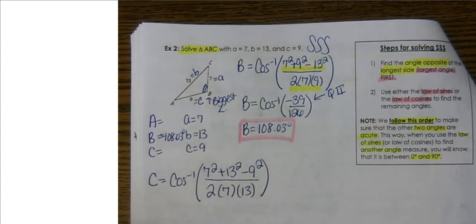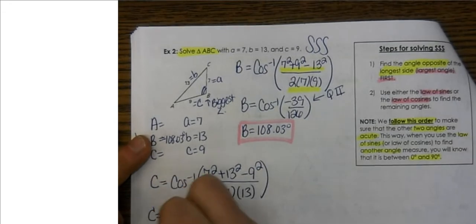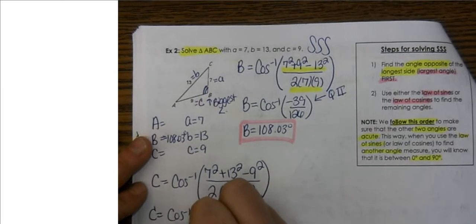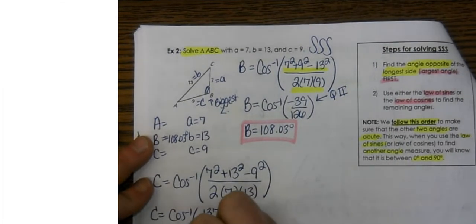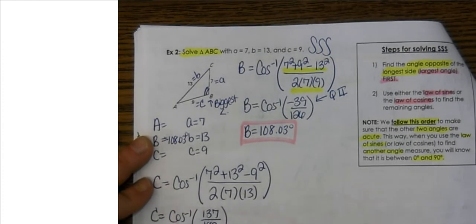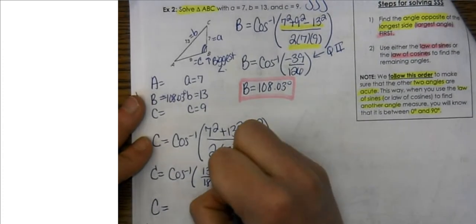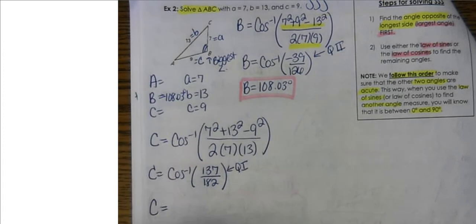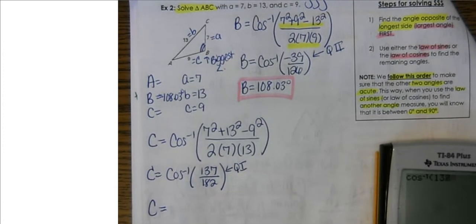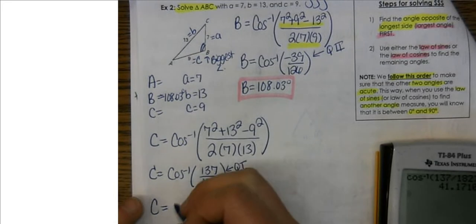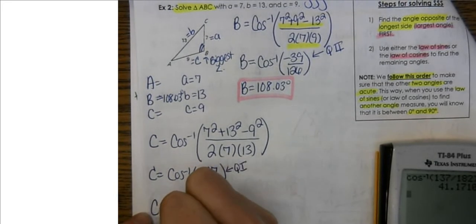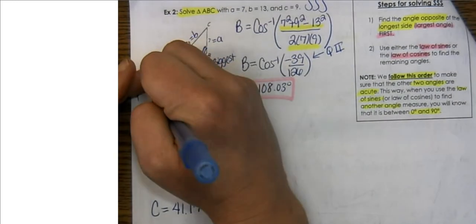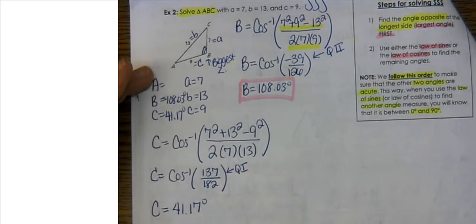I'm going to put this into my calculator and my numerator is 137. My denominator is 182, and I'm going to take the cosine inverse of that, which is a positive answer, so that means it's going to come from quadrant number 1, meaning I will end up with an acute answer, and that answer is 41.17 degrees. So I found angle C, so that's 41.17 degrees.